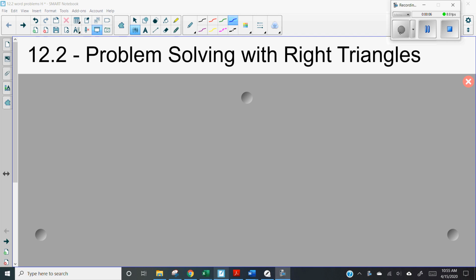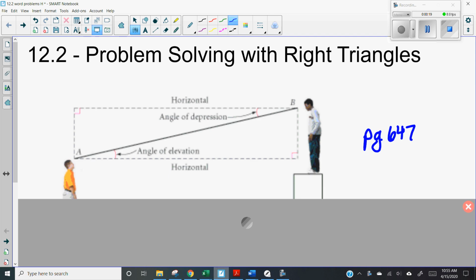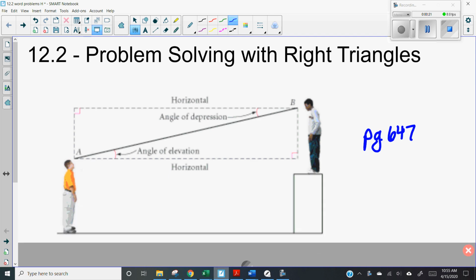Really no new equations or calculations. We'll just be doing some problem solving with the trig functions that we've learned so far. Okay, there is some new vocab that we need to look at. And this picture that I'm going to show you here is in your book. It's on page 647. So don't worry about drawing this exact thing down. We'll draw our own version of it in a minute.